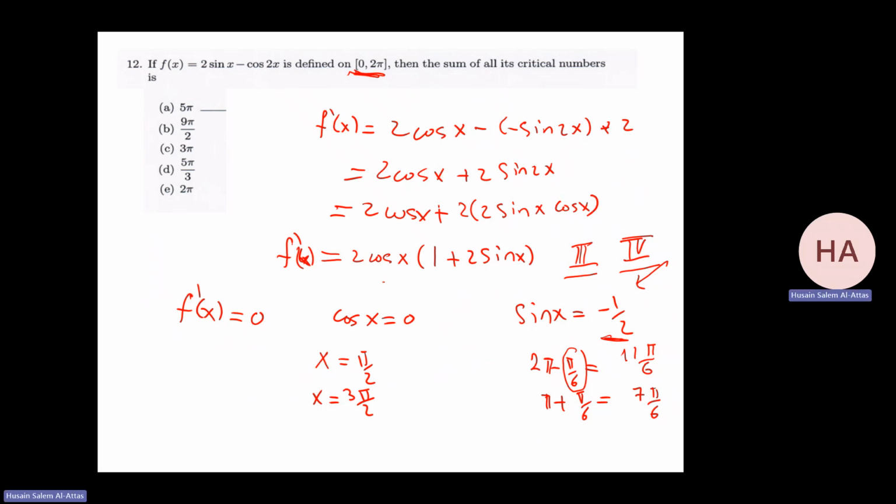So the total sum, let me find the total sum. You want the sum of that? It will be pi over 2 plus 3 pi over 2. And this is 11 pi over 6 plus 7 pi over 6. This is 4 pi over 2, which is 2 pi. And this is 18 pi over 6, which is 3 pi. So the answer is 5 pi.